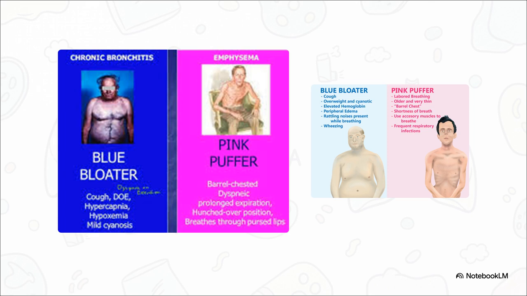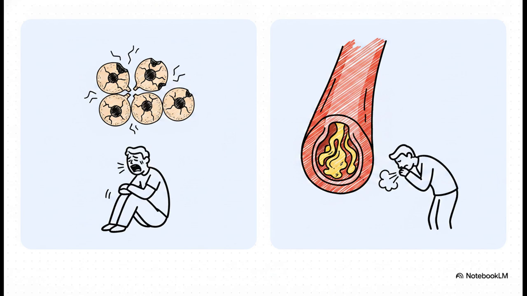Then contrast that with the pink puffer of emphysema. This patient is typically older, very thin, breathes through pursed lips just to keep their airways open, and has that classic barrel chest because of all that trapped air we were just talking about. Now, even though they look entirely different, remember that both of these actually fit right under the COPD umbrella. In fact, they frequently coexist in the exact same patient. The core difference is really anatomical.